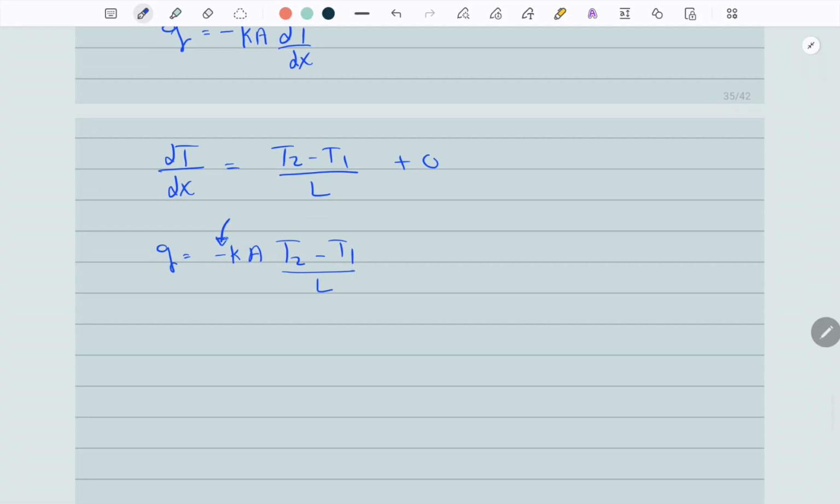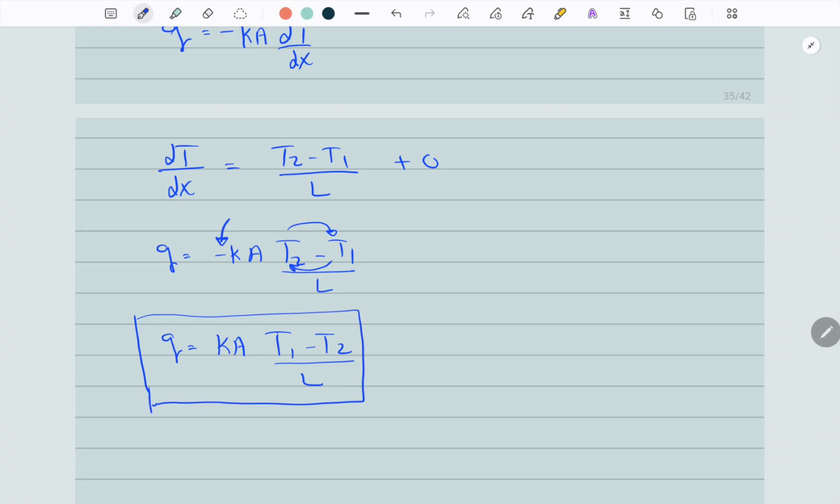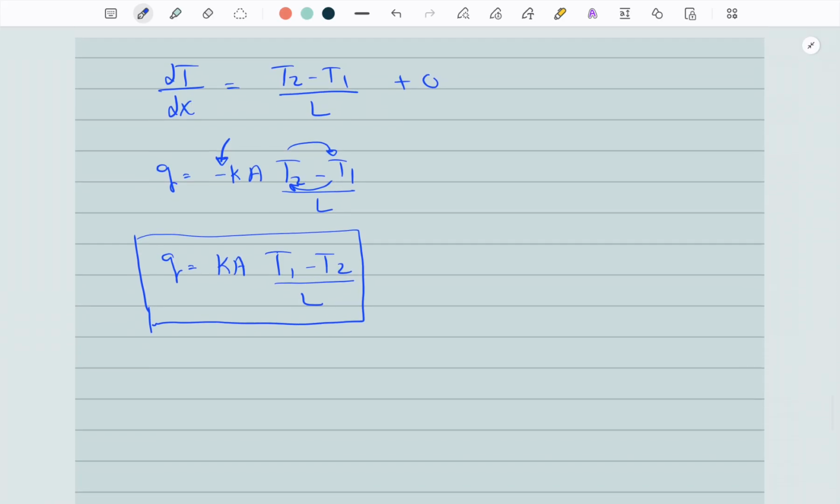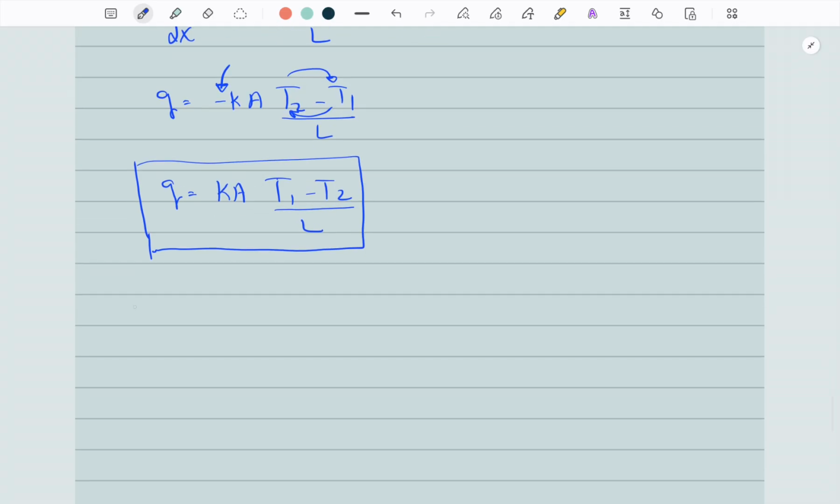I want to get rid of this negative here, and I can do that by switching these two terms. Therefore, Q equals kA times T1 minus T2 over L. That is the heat transfer through the plane wall. It can also be written in a different way, which can look like this: Q equals T1 minus T2 divided by L over kA.